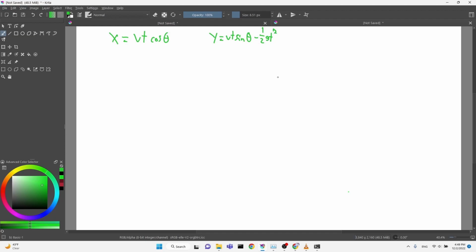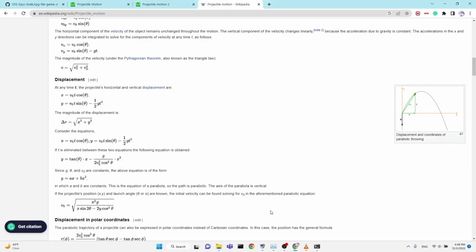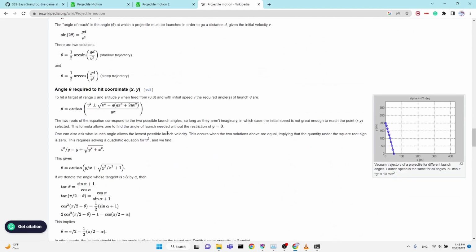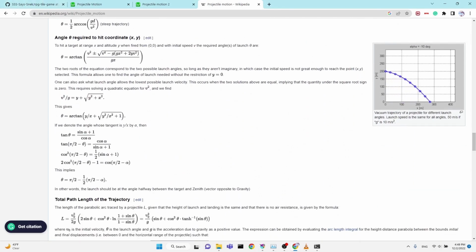Now, we have all these formulas, that's good and all, but to actually implement auto aim, we need to find the angle to launch it, right? So let's look at Wikipedia again, and scroll down. You'll see "angle theta required to hit coordinate x, y." That's what we want, right?